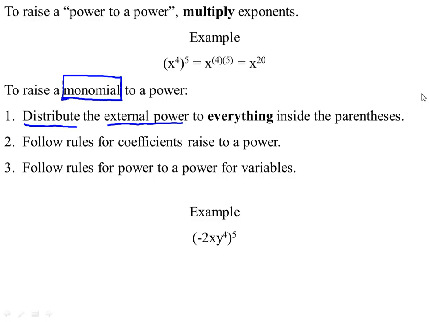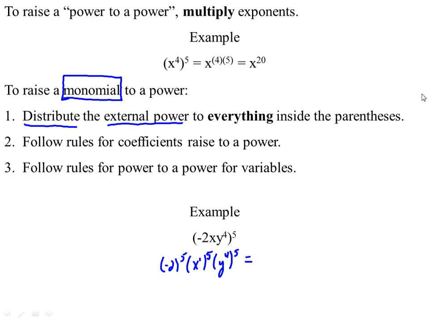Most people get the x and y, but you leave out the -2. And you tell me the answer here is going to be -2 x to the 5th y to the 20th. This is wrong. Every single factor, including that coefficient, gets that 5. So what you're going to have is -2 to the 5th power, x to the 1st to the 5th power, and y to the 4th to the 5th power.